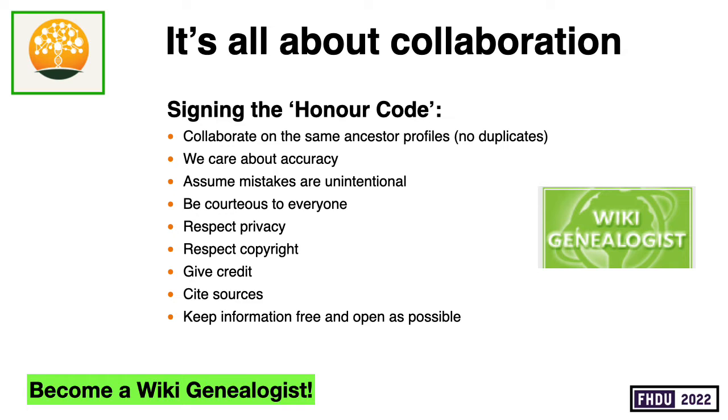And if they've got their information from someone else, to give credit to those people. And citing sources is a key thing. We want the tree to be accurate, and we expect every profile to have at least one source. Now, it's not too difficult to do that. And one of the key commitments from Wikitree is that they want to keep information free and the site to be as open as possible.